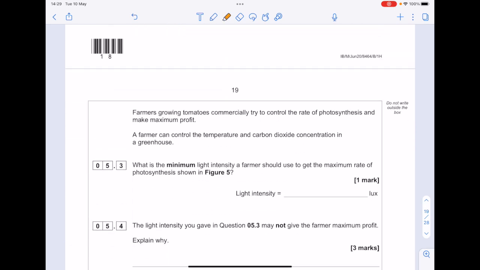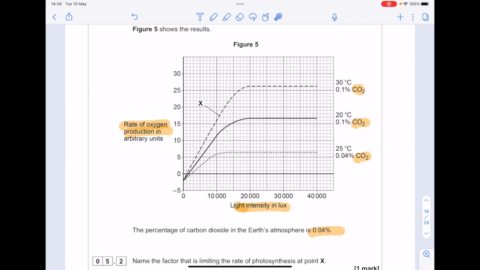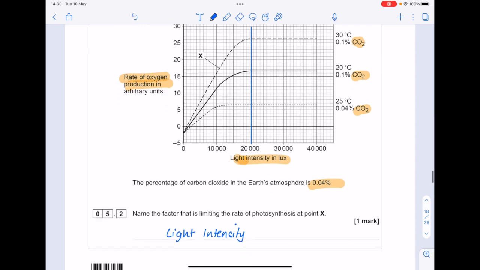Farmers growing tomatoes commercially try to control the rate of photosynthesis to make maximum profit. A farmer can control the temperature and carbon dioxide concentration in a greenhouse. What is the minimum light intensity a farmer should use to get the maximum rate of photosynthesis, shown in figure 5? So you're looking for the maximum oxygen production before it starts plateauing, and it occurs here. So let's read down on the x-axis, and it's 20,000 lux.